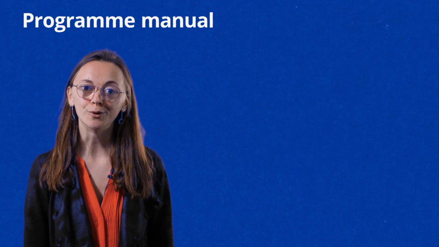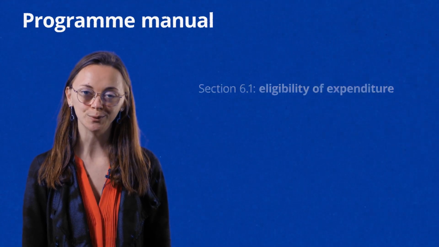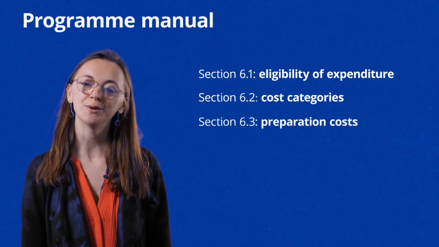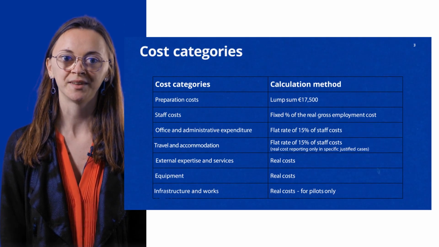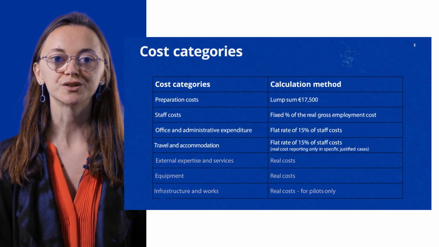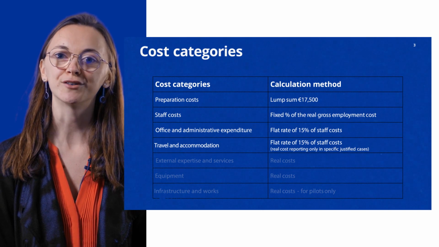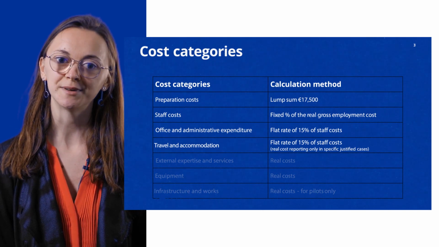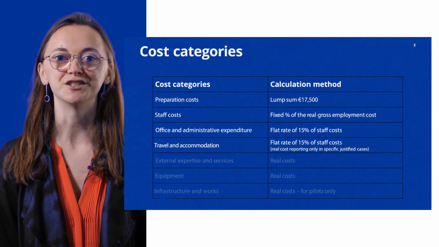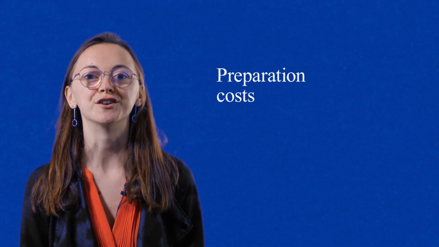So if you want to know more, you can have a look at our program manual, sections 6.1, 6.2 and 6.3. So there are 6 different cost categories in addition to the lump sum of preparation cost in the Interreg Europe budget. In this first video, I will talk about preparation cost, staff cost, office and administrative expenditure, and travel and accommodation. So let's get started with preparation costs.